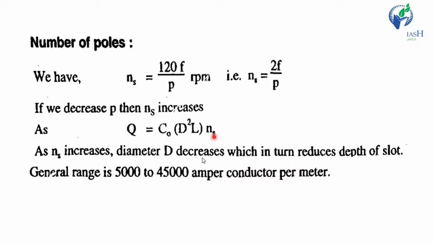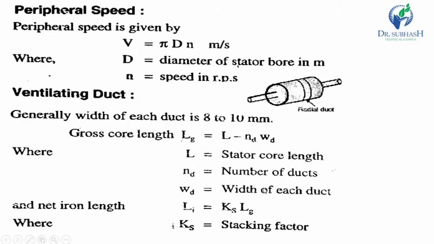So d decreases, which in turn reduces the depth of slot, because the diameter d decreases, so the overall size of the rotor will decrease, and so the slot in the rotor also decreases and the depth of the slot is decreased. In general, we use 5000 to 45,000 ampere conductors per meter.